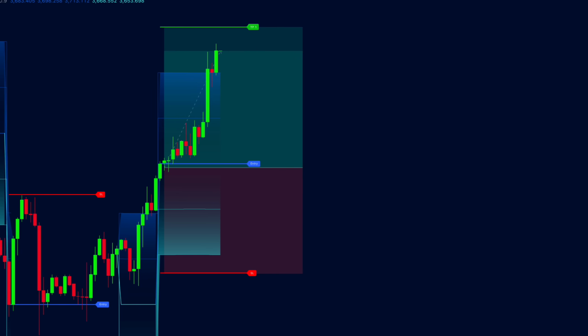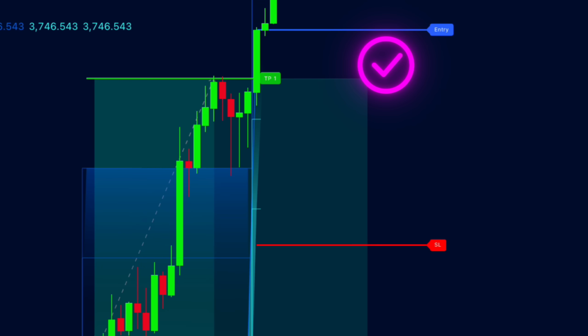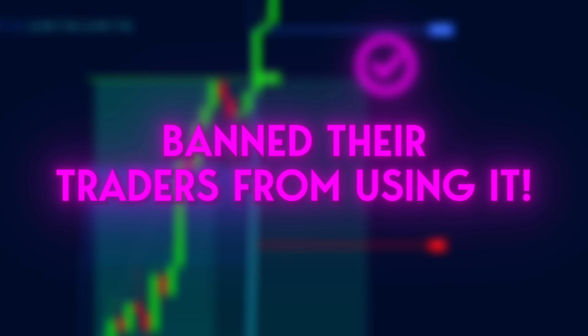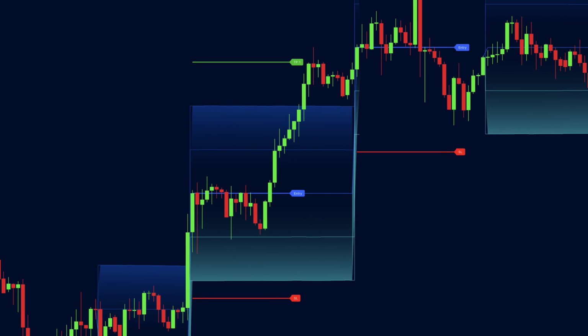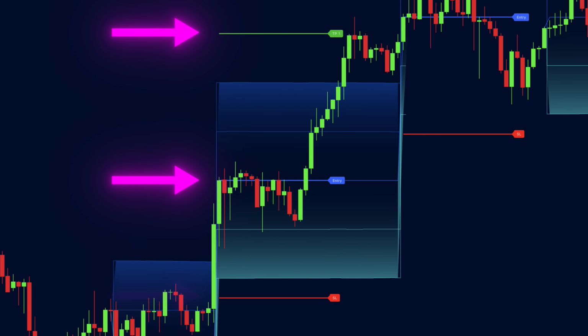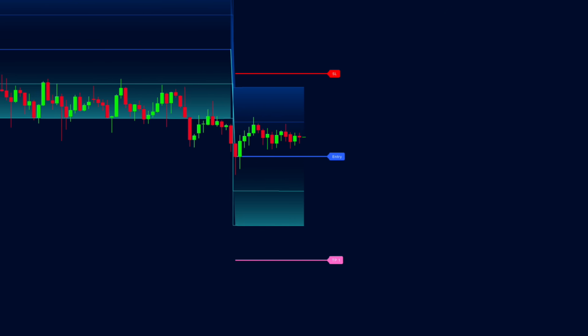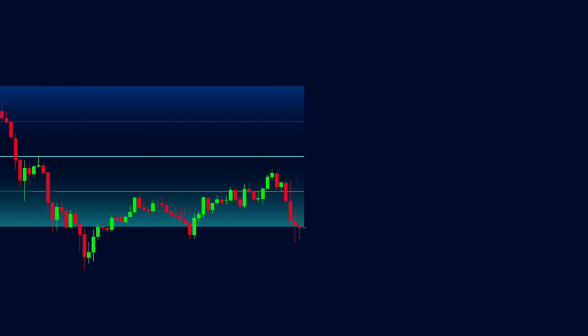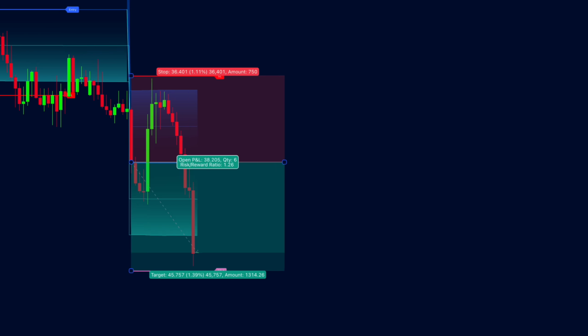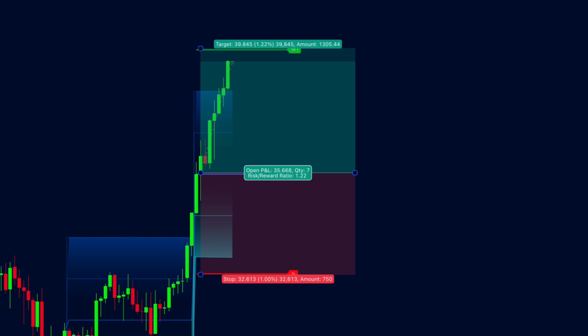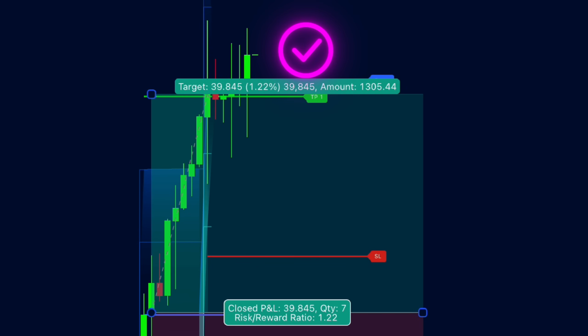This indicator's so accurate at predicting breakouts that several prop firms actually banned their traders from using it. They said it gave an unfair advantage in identifying consolidation zones before explosive moves, but now it's back, completely rebuilt and stronger than ever. And in this video, I'm going to reveal exactly how this controversial indicator works, show you the advanced detection methods that made it so feared, and give you the complete trading system to profit from range breakouts. Let's get into it.